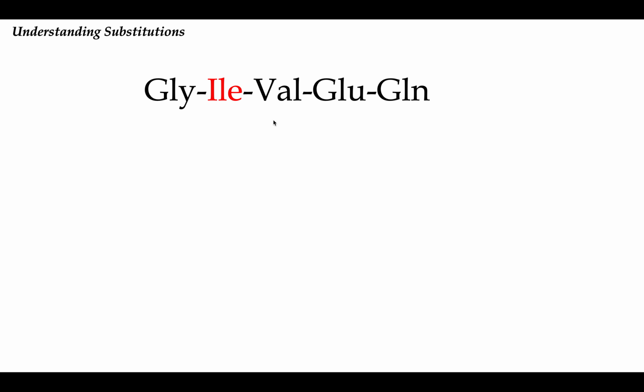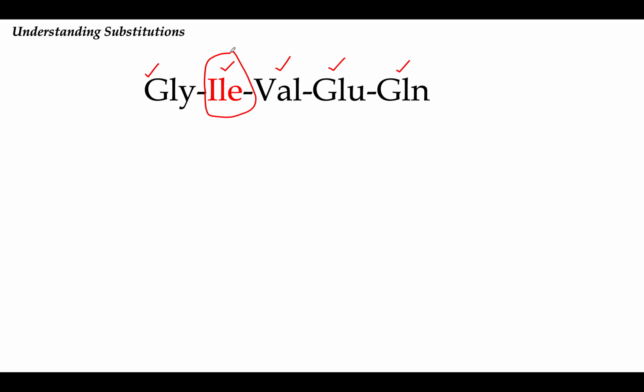Now we go to the concept of substituting an amino acid with another one. So let us take a peptide: glycine, isoleucine, valine, glutamic acid, and glutamine. And this is the amino terminal end. This is the carboxyl terminal end. So I am reading the sequence from the amino terminal end to the carboxyl terminal end. So now I want to make a substitution at the position of isoleucine. So what should I do?